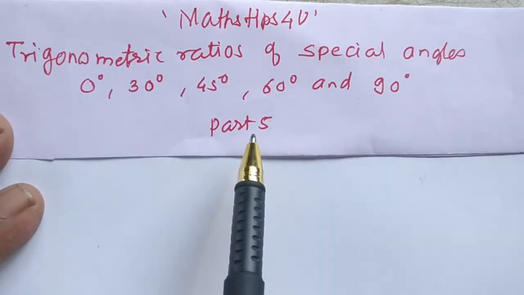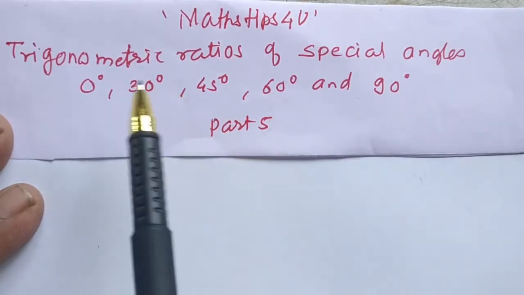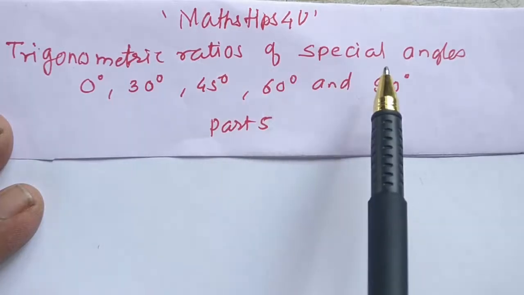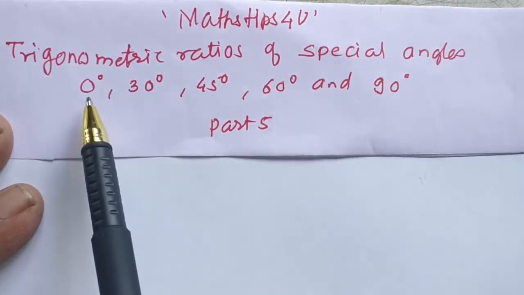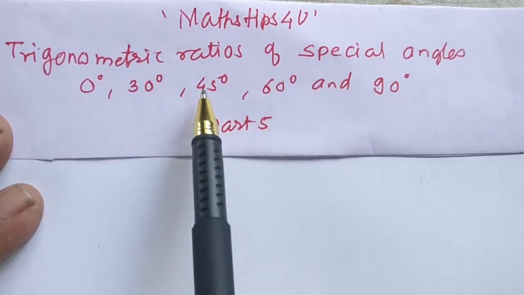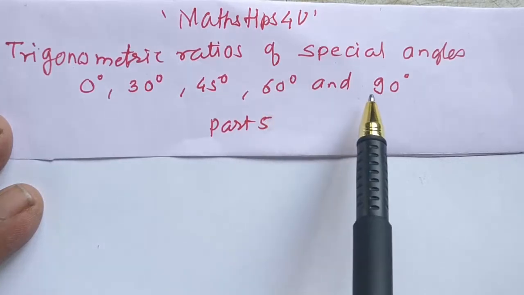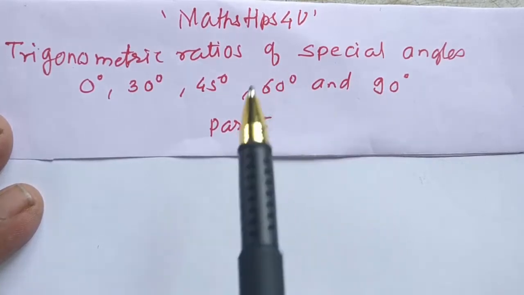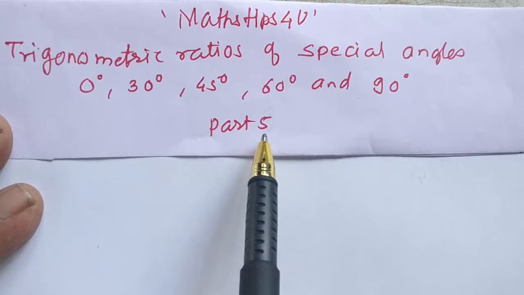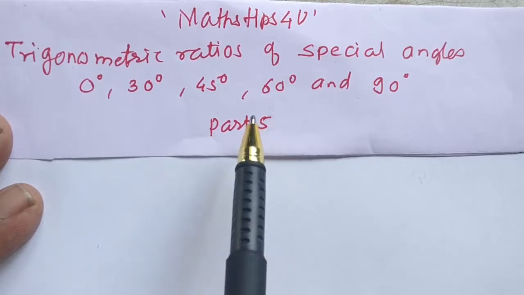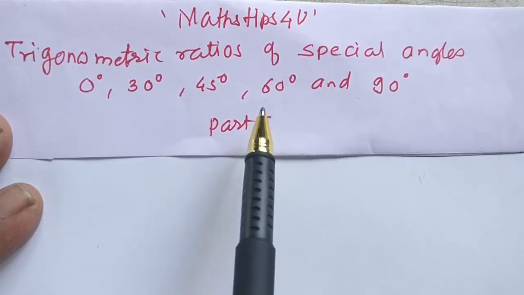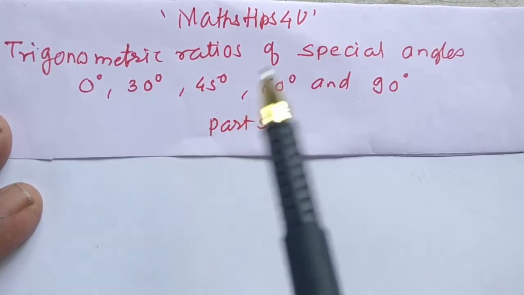In this video we shall see how to find the trigonometric ratios of special angles, that is 0 degree, 30 degree, 45 degree, 60 degree and 90 degree. It is video part 4 of trigonometry, topic 1 of 11th standard of Maharashtra State Board.